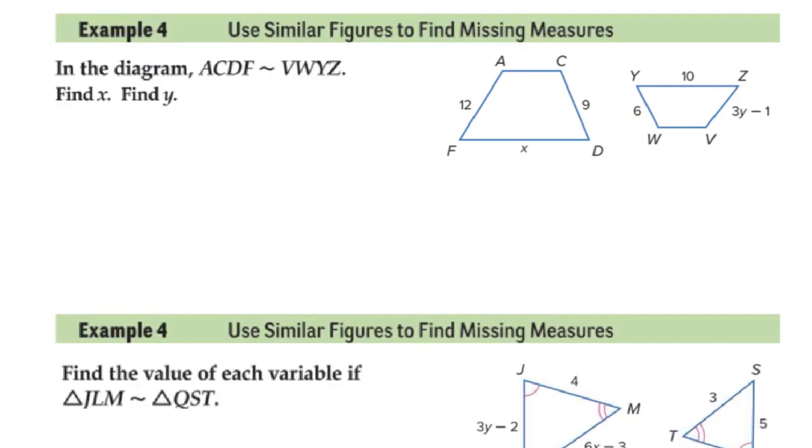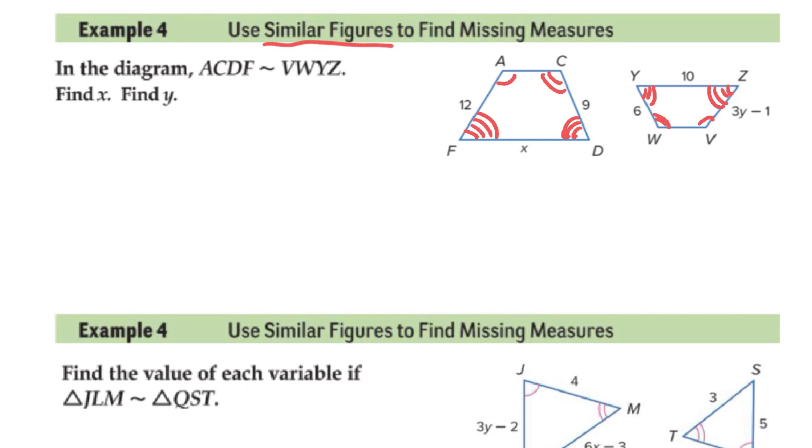All right, what are we doing in example 4? It says use similar figures to find missing measures. So we know that these are similar figures. We just need to find the missing measures. ACDF. Angle A, angle C, angle D, angle F. First thing I do is I label the tick marks, right? VWYZ. Start with V, then W, then Y, then Z. If you don't do this, you're going to get the wrong sides. This helps get your orientation correct.